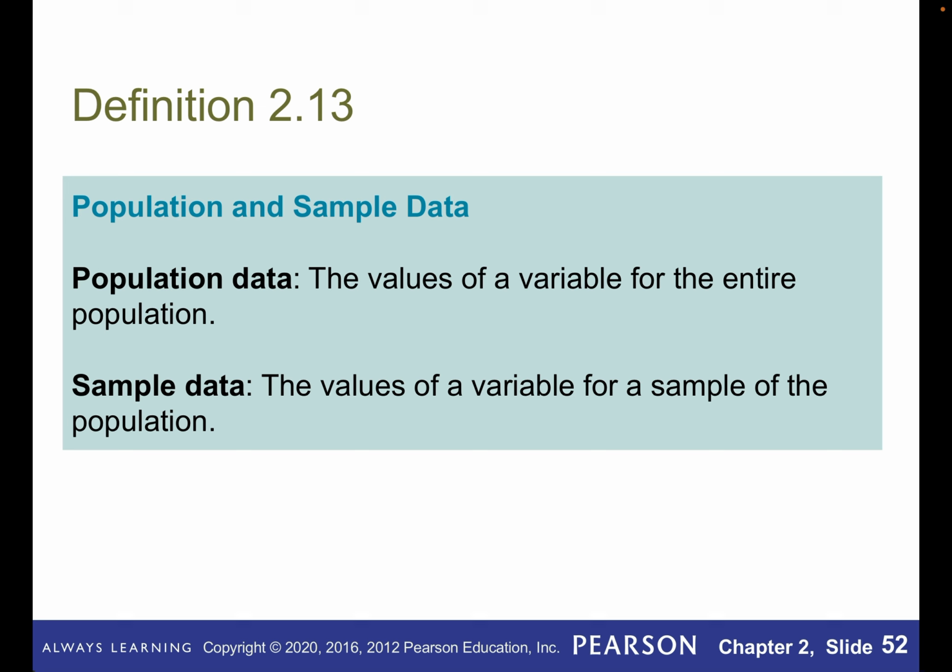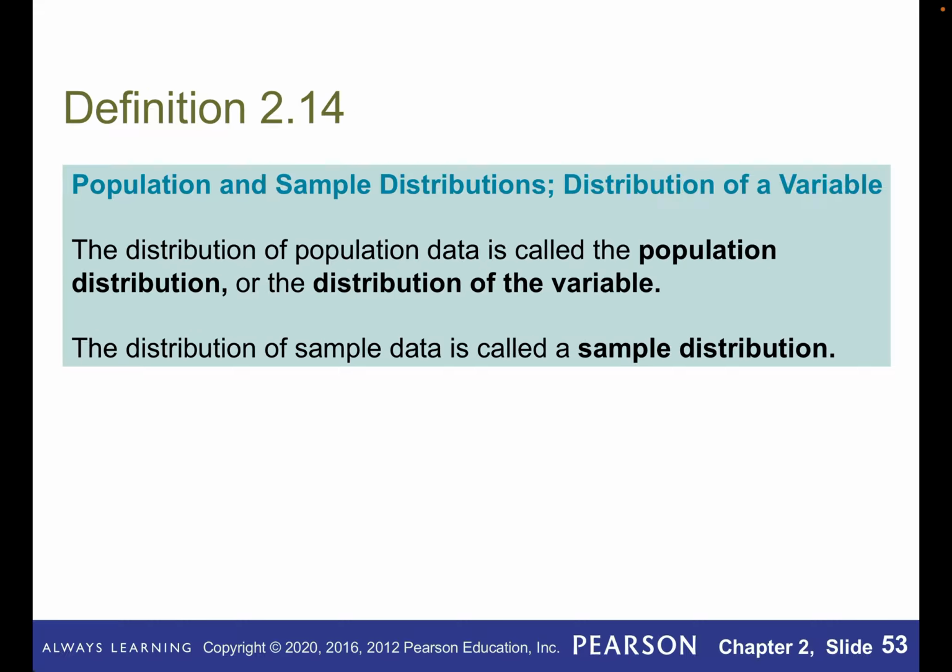And so anyway, population data is the values of a variable for the whole population, and then obviously sample data is the values just for the sample. So also we can differentiate the population distribution, which again refers to all of the data, as opposed to the sample distribution, which only refers to the sample data. And so our hope is that the sample distribution does a good job of mimicking that of the population distribution.